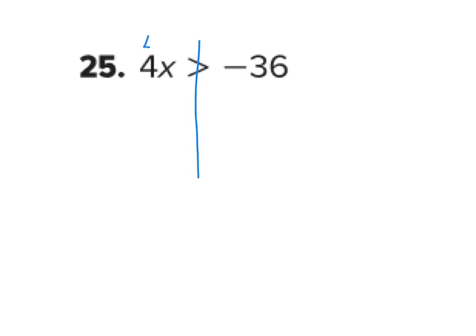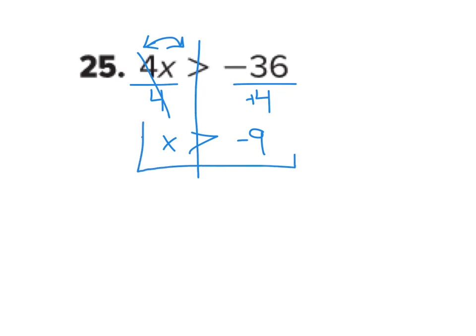Now to undo this multiplication, opposite of multiplication is division. So I'm going to divide each side by 4, by a +4. 4 divided by 4 is 1, and I'm left with x is greater than -9. Remember, when you divide two numbers with the same sign, you get a positive. If you divide two numbers with different signs, negative and positive, you get negative. So my answer is x is greater than -9.